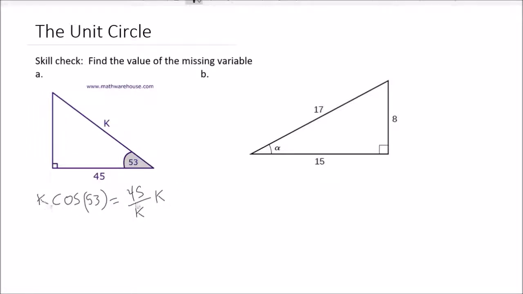So we're going to multiply both sides by k to cancel that out. We're going to divide both sides by cosine 53. Divide by cosine 53. And then this would be known as calculator time. So here we go. So 45 divided by cosine 53, and I get 74, let's round it, 74.8.